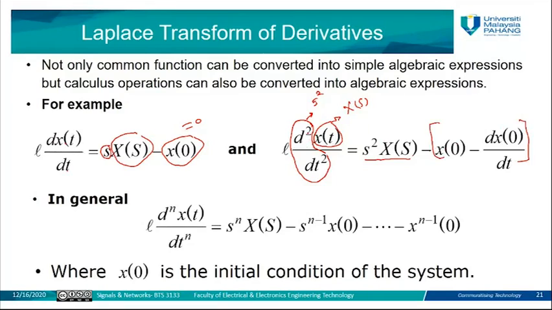Since I have the second derivative, I have the original initial condition, which is x of 0, and the initial condition for the first derivative, which is dx over dt at 0. These conditions are usually 0, but sometimes they will be given, so you need to consider them. The same applies in general: d^n over dt^n gives you s to the power of n, and x(t) in the time domain, converted to the frequency domain, becomes X(s). Then the rest, starting from this point until here, represents the initial conditions.